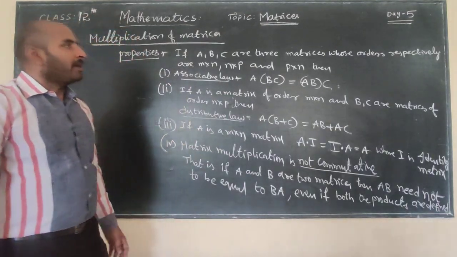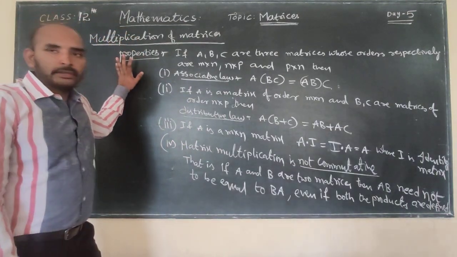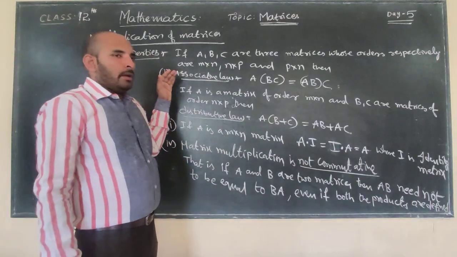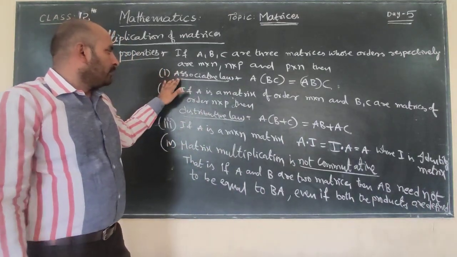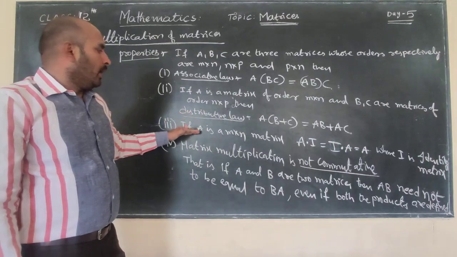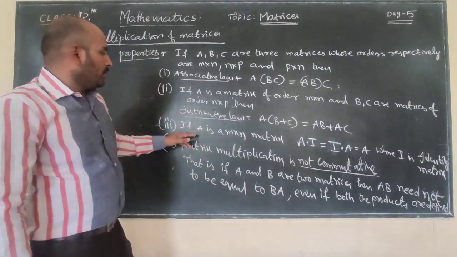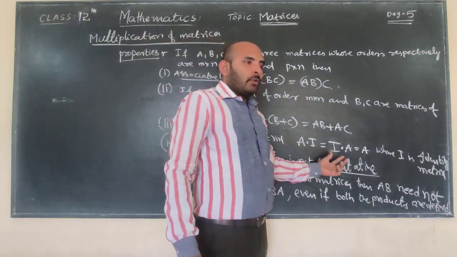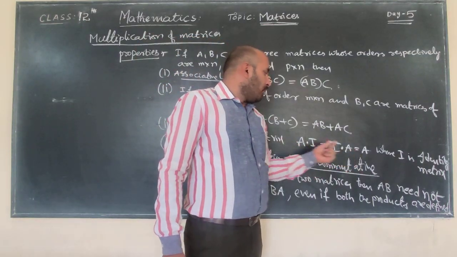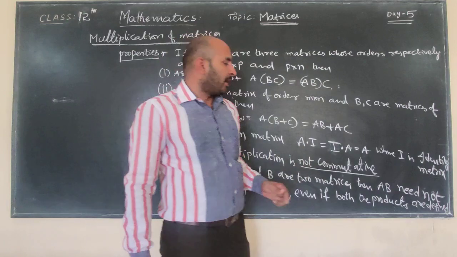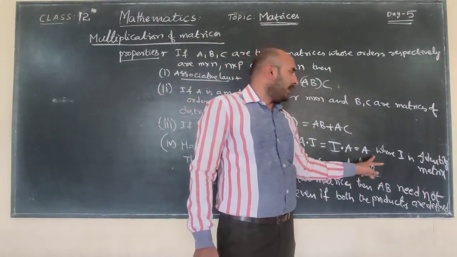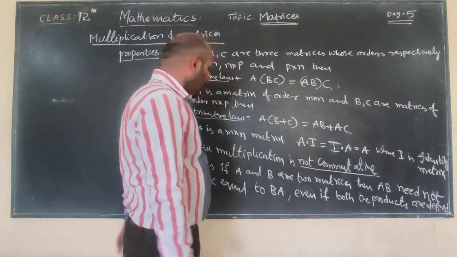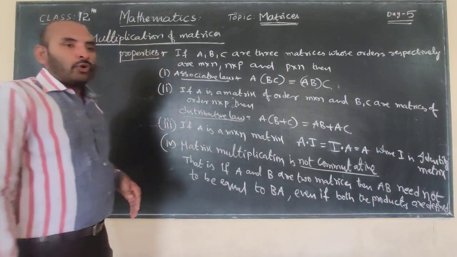Next, coming to the properties, matrix multiplication properties. Here there exist the associative law, the distributive law, and one of the properties: AI is equal to IA is equal to A. When a matrix is multiplied with the identity matrix, you will get the original matrix capital A, where I is the identity matrix. And these are the four properties.